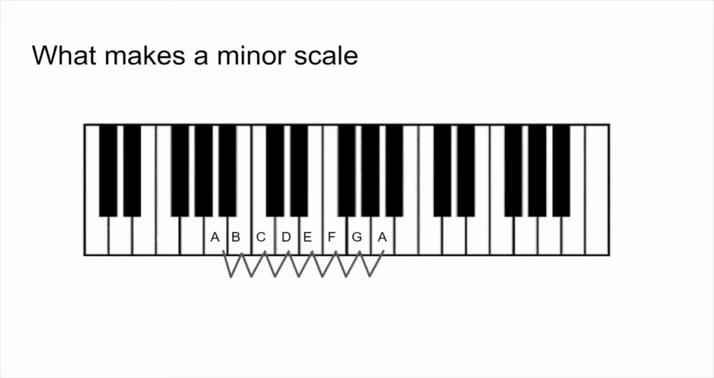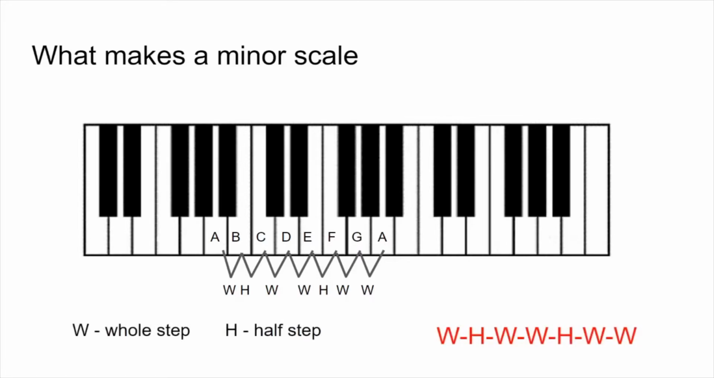Now what makes a minor scale? Well, if you're trying to find a minor scale on your piano, try to find the note A, find another note A one octave above, and play all of the white notes in between. So let's take a look at the intervals between these notes. As you can see, it's a little different from the intervals on a major scale. The formula this time is whole, half, whole, whole, half, whole, whole.